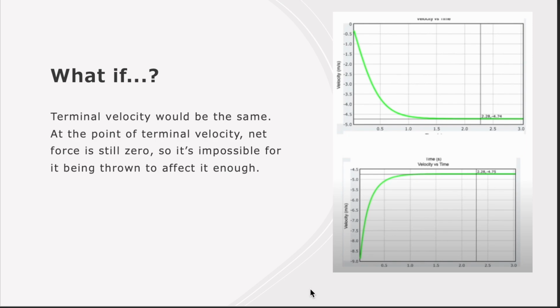At the point of terminal velocity, net force is still 0, so it's impossible for throwing it to affect it enough. Look at the two graphs on the right. The one on the top indicates it being dropped from rest, and the one on the bottom indicates it being thrown downward at an initial velocity of negative 8.75 meters per second. Both end up plateauing at the same terminal velocity of negative 4.75 meters per second. This also proves why terminal velocity is not affected by initial velocity, as it can only be affected by the change in force over time.